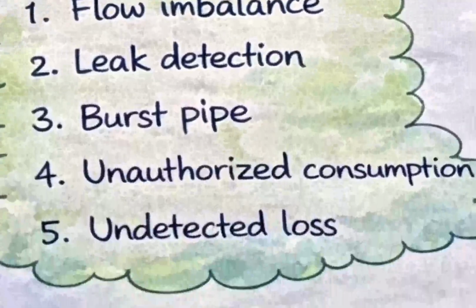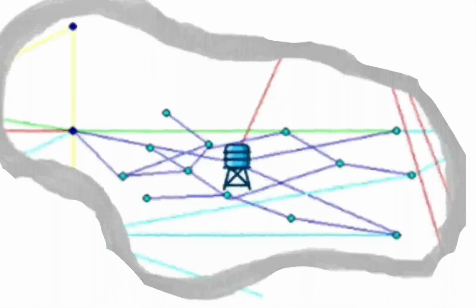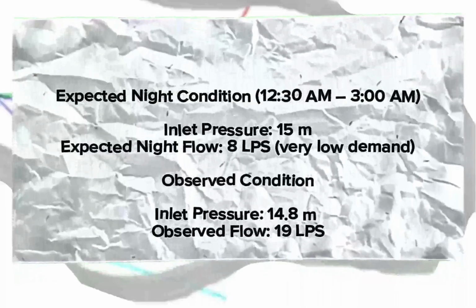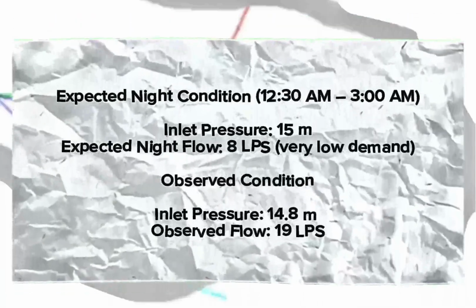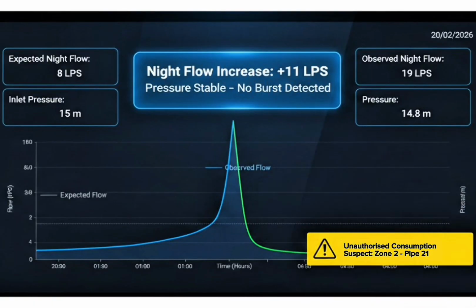Now let's move to unauthorized consumption. Not all losses are due to physical failures. Some occur due to unauthorized and abnormal conditions. In zone 6, focusing on nighttime flow patterns, the normal expected flow is 8 liters per second, but the observed flow increases to 19 liters per second. The system performs temporal demand analysis and flags potential unauthorized consumption.